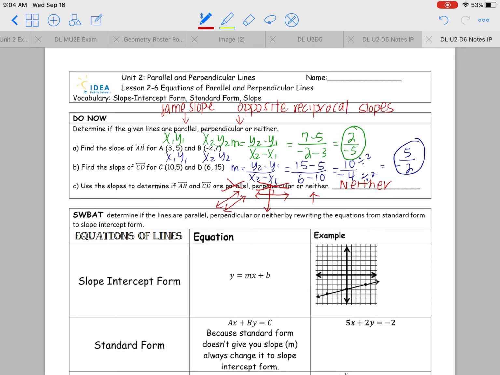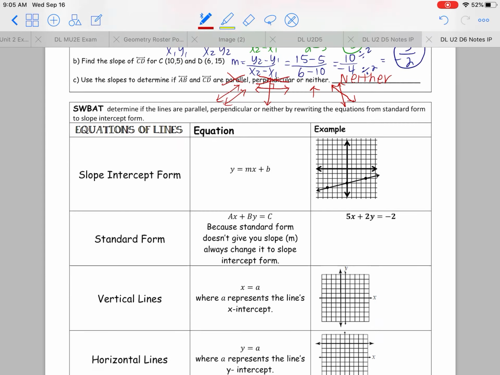But what does neither mean? Well, neither just means that these are two lines with two negative slopes that will meet. However, they're not going to be forming a 90-degree angle when they meet. So those are a type of neither parallel nor perpendicular lines.